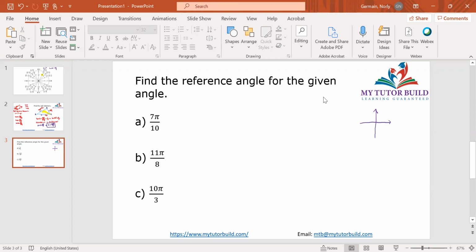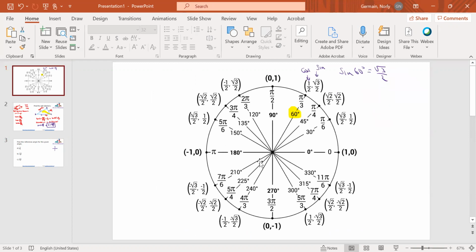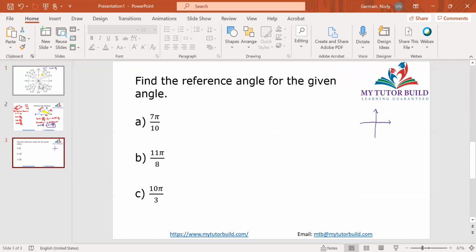If you have a hard time figuring it out, remember that I covered this in the previous examples, so feel free to watch the other videos. On this unit circle, it's difficult to see where 7 pi over 10 is located. But you need to figure out whether it's in the first, second, third, or fourth quadrant.